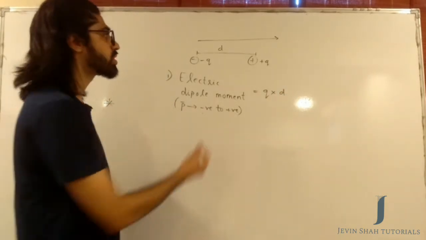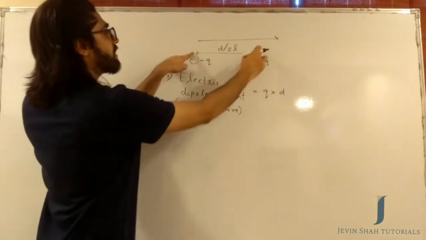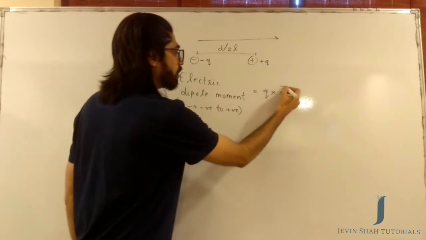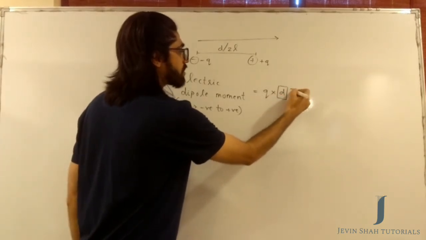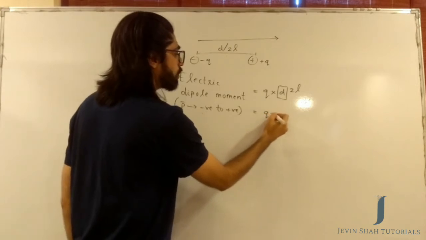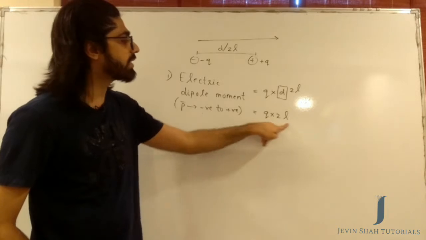The distance between the two charges, if I call it d, you can write it as q into d, and in some of the reference books, that distance they call 2L. That is the distance between the negative and the positive charge. Instead of d, they write it as 2L. So you can also write electric dipole moment as q into 2L. Like I said, some of the reference books might be writing electric dipole moment like this.